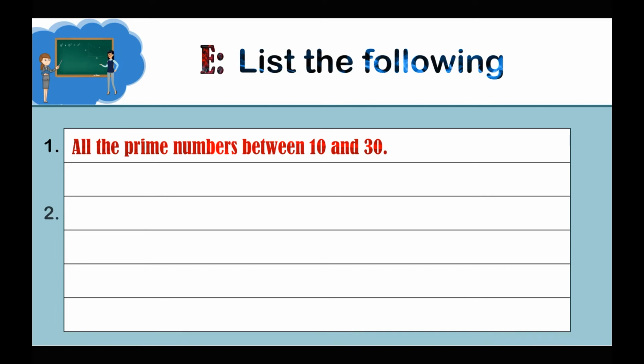All the prime numbers that are also even numbers. There is only one answer, and the answer is 2. 2 is the only prime number that is also an even number.